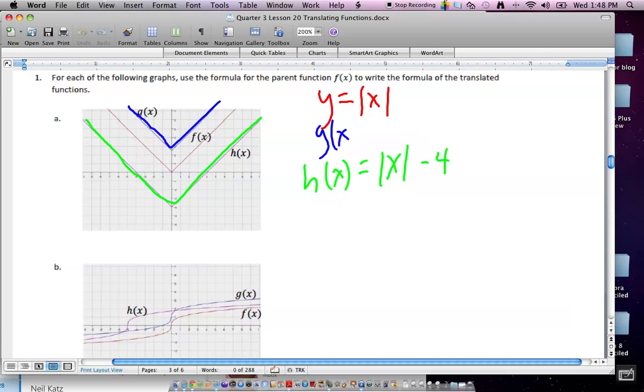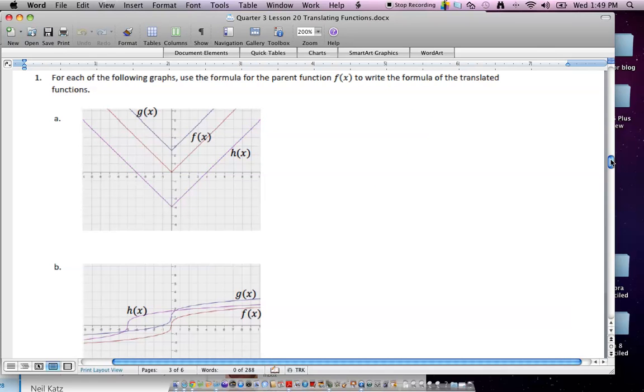G of x equals, do I have any horizontal shift? No, so I could just leave it absolute x. Now, do I have any vertical shift? Yeah, it actually looks like 2 point something, but let's just call it 3 so that we can get it done and make it easy. Okay? Any questions? No. All right, let's go to the next one.